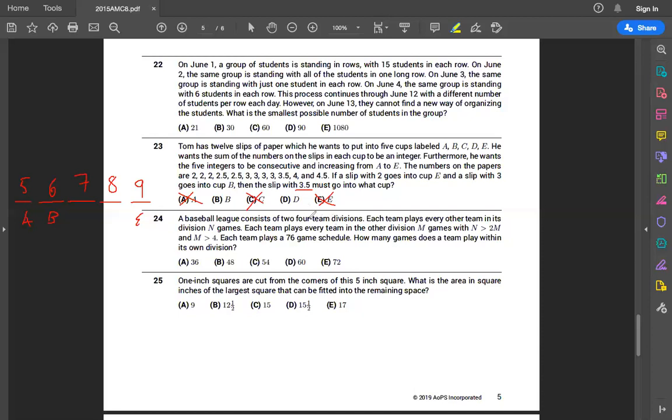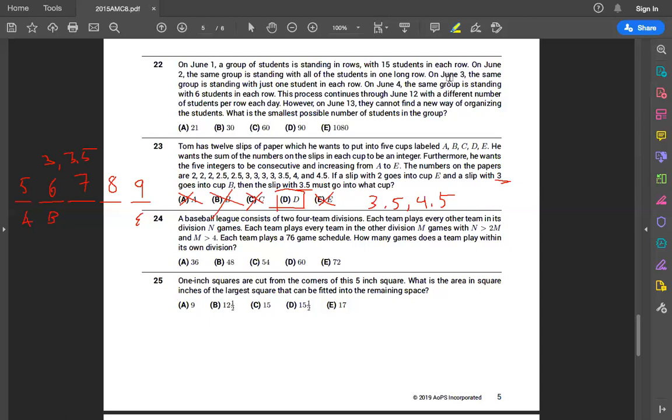So now we're just left with B or D. Well, B actually doesn't work if we remember that a 3 goes into cup B. If we have a 3 and a 3.5, that's already too much. So the only choice left is D, and this looks fine. We have 3.5 with a 4.5, then we should be good. Any questions about that? All right.